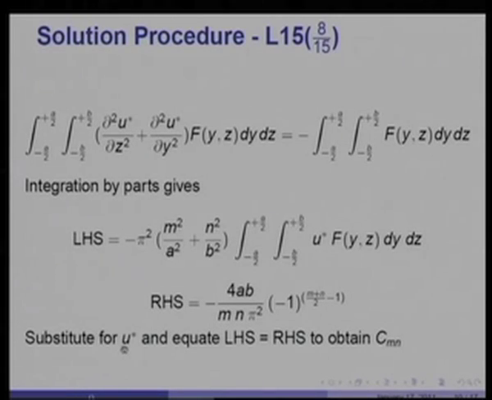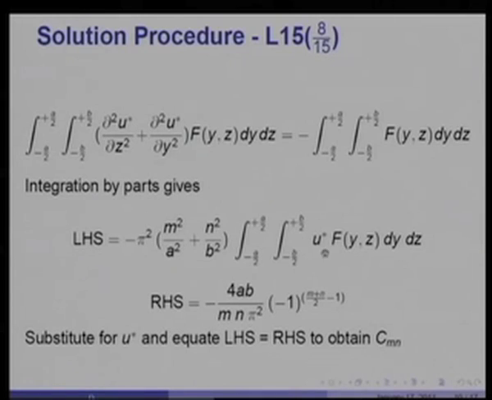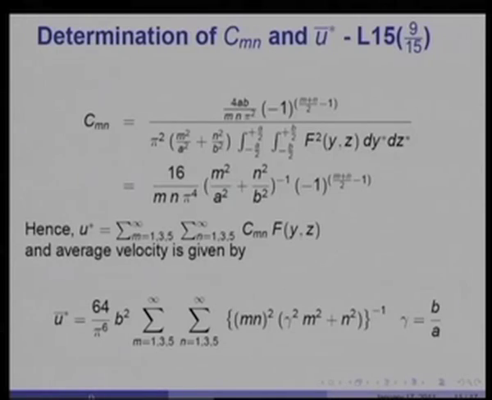So, if you substitute for u star and equate the left and right hand sides, what is u star? u star is simply this. So, if we substitute for u star in this expression and equate the left hand side with the right hand side, we get c_mn equal to the expression given here. And again, substituting for F square (y,z) would give me that expression for c_mn. And therefore, the velocity is now given by c_mn, that expression, multiplied by cos m pi z by a times cos n pi y by b, which is the F(y,z) function.